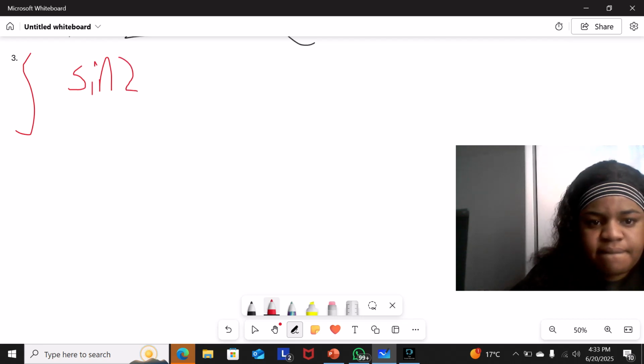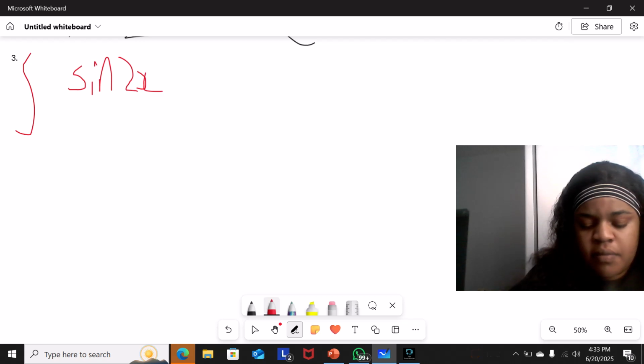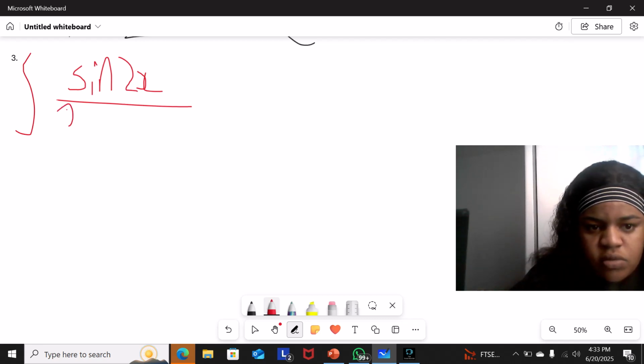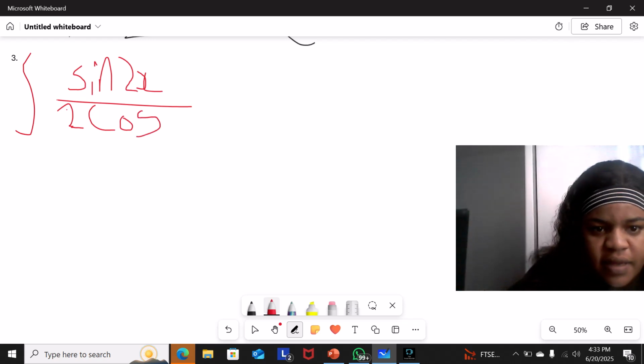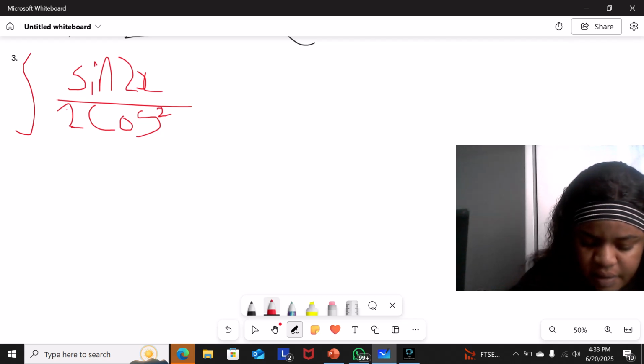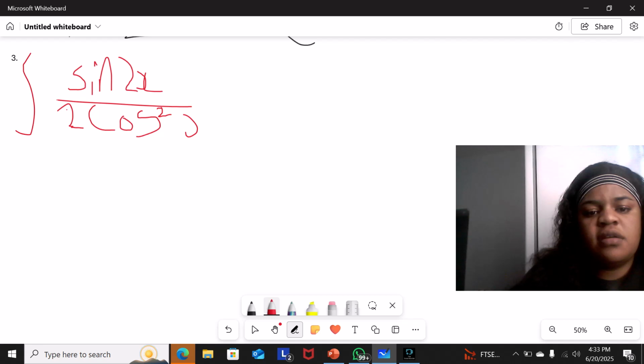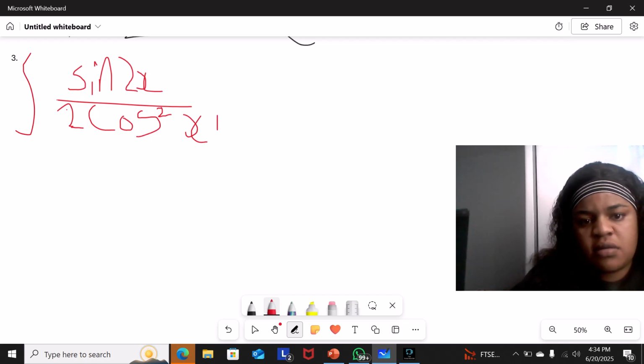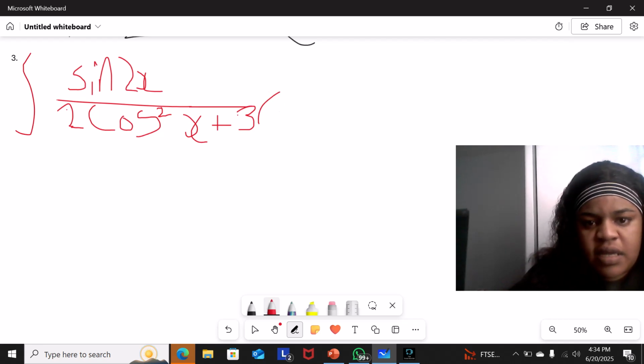The integral of sine 2x divided by 2 cos squared x plus 3 dx.